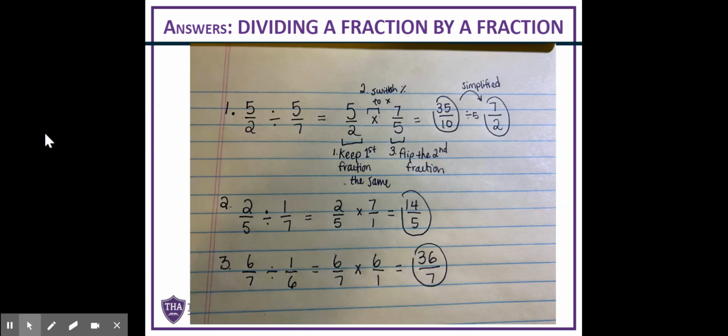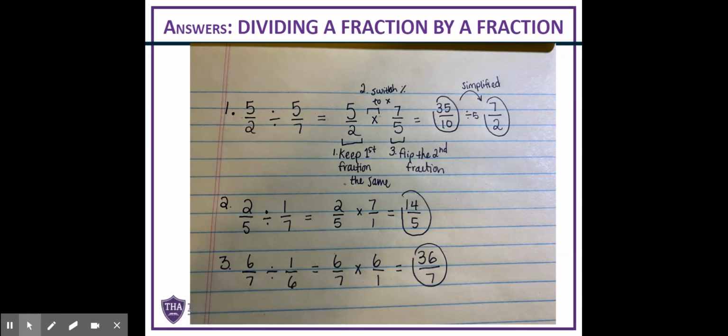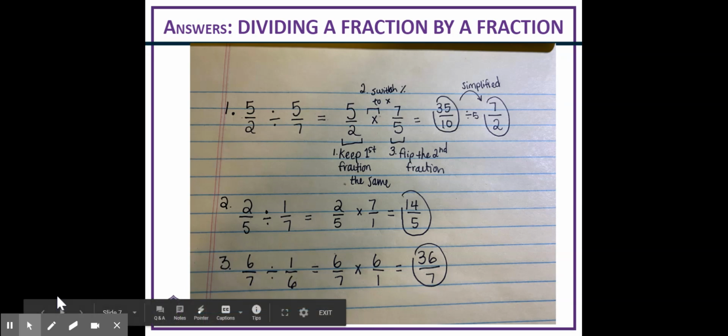All right, so if you're on this part of the video, you are on your part to be able to look at your answers. So for number 1, we got 35/10, and if you simplified it, you got 7/2. And then for number 2, 14/5. For number 3, we have 36/7. And this is just to be able to check to see where you went wrong, and then be able to understand what you're going to do better for next time, like when we have it on the test.